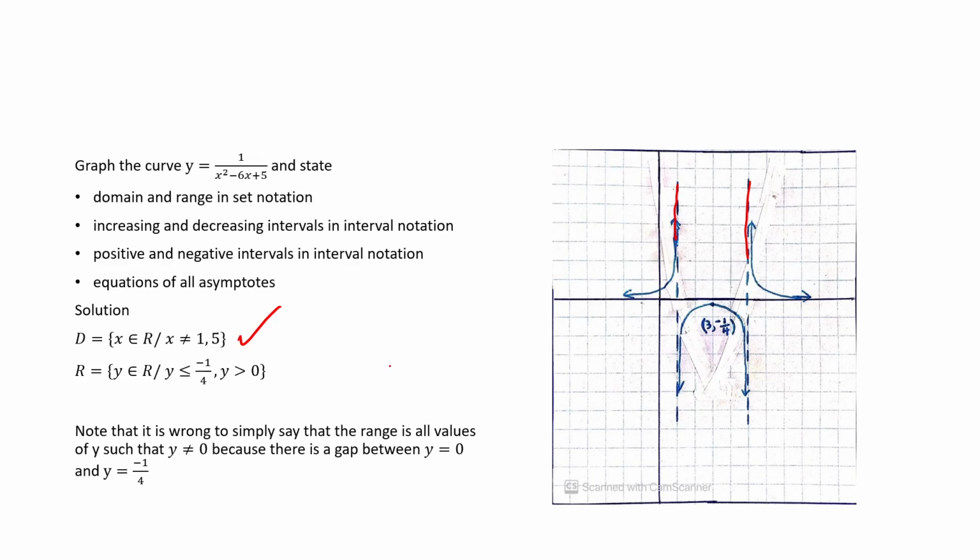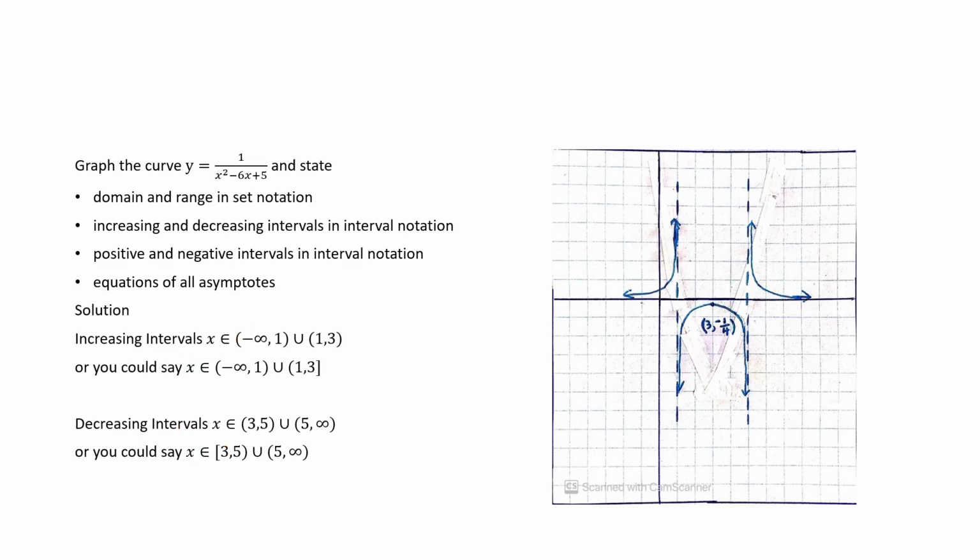Now, for the range, a lot of times students will say simply the range is y can't equal 0. But that's incorrect, because if you notice here, there's a little blank space right in between a y value of 0 and -1/4. So we see that the range is y less than or equal to -1/4, and that explains this part. But then also y greater than 0, which explains the other two portions of the curve. And for any values in between 0 and -1/4, they cannot have a y value, so they're not in the range.